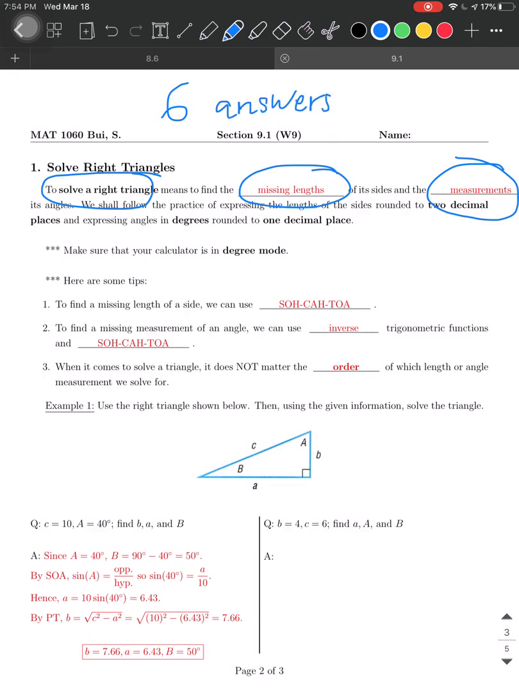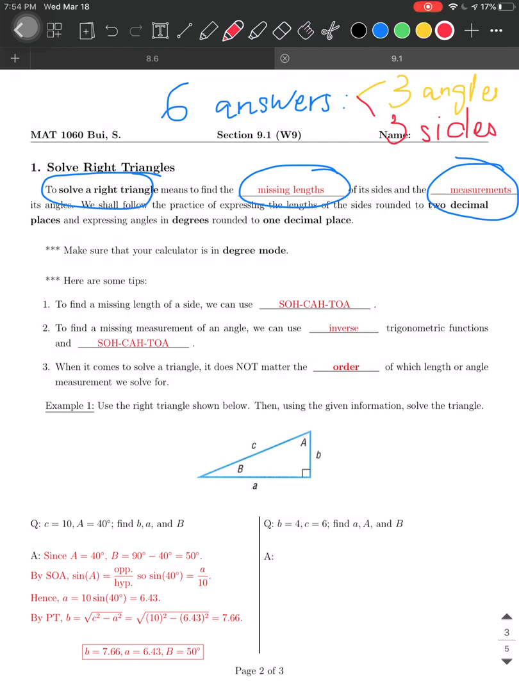And what are these answers? I need 3 angles, and I also need 3 sides. Okay, add them up, we're going to have 6 answers.